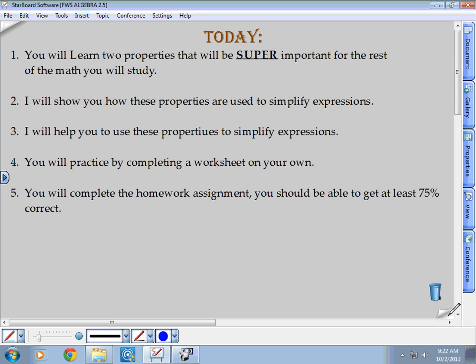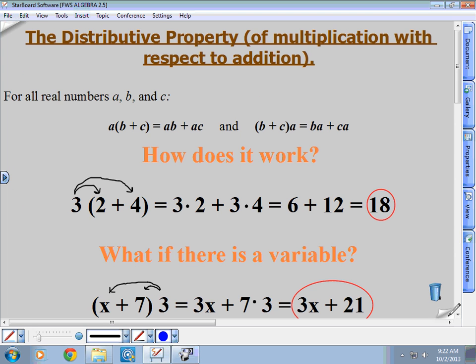And then we'll give you another worksheet so you can try these on your own. And then you'll have your homework assignment, which is posted. And hopefully you'll be able to get at least 75% of those questions right based on today's lesson.